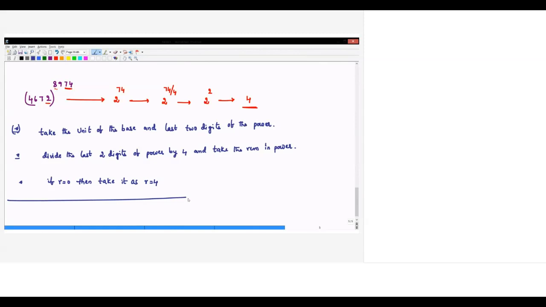Okay, first, take the unit digit of the base and the last two digits of the power. This is exclusively for the digits 2, 3, 7, 8, or else for the numbers which end with 2, 3, 7, 8. Divide the last two digits of the power by what? 4. Take the remainder. If you practice it within a single step, you can do it. Not a big task.